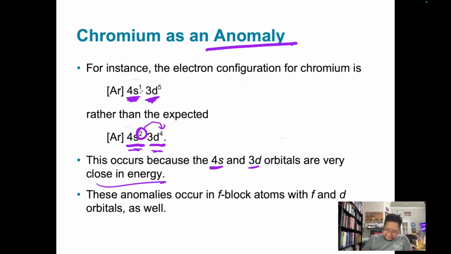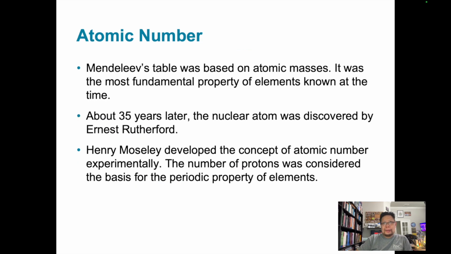So there you go. And there's also a whole bunch of anomalies in the F block, but I'm not going to give you any kind of problems from the F block, so don't even worry about that. Right? Don't even worry about that. And so this takes us to talking about periodic trends and the atomic number. And so we'll talk about this now in the next lecture. So I will see you in the third video.